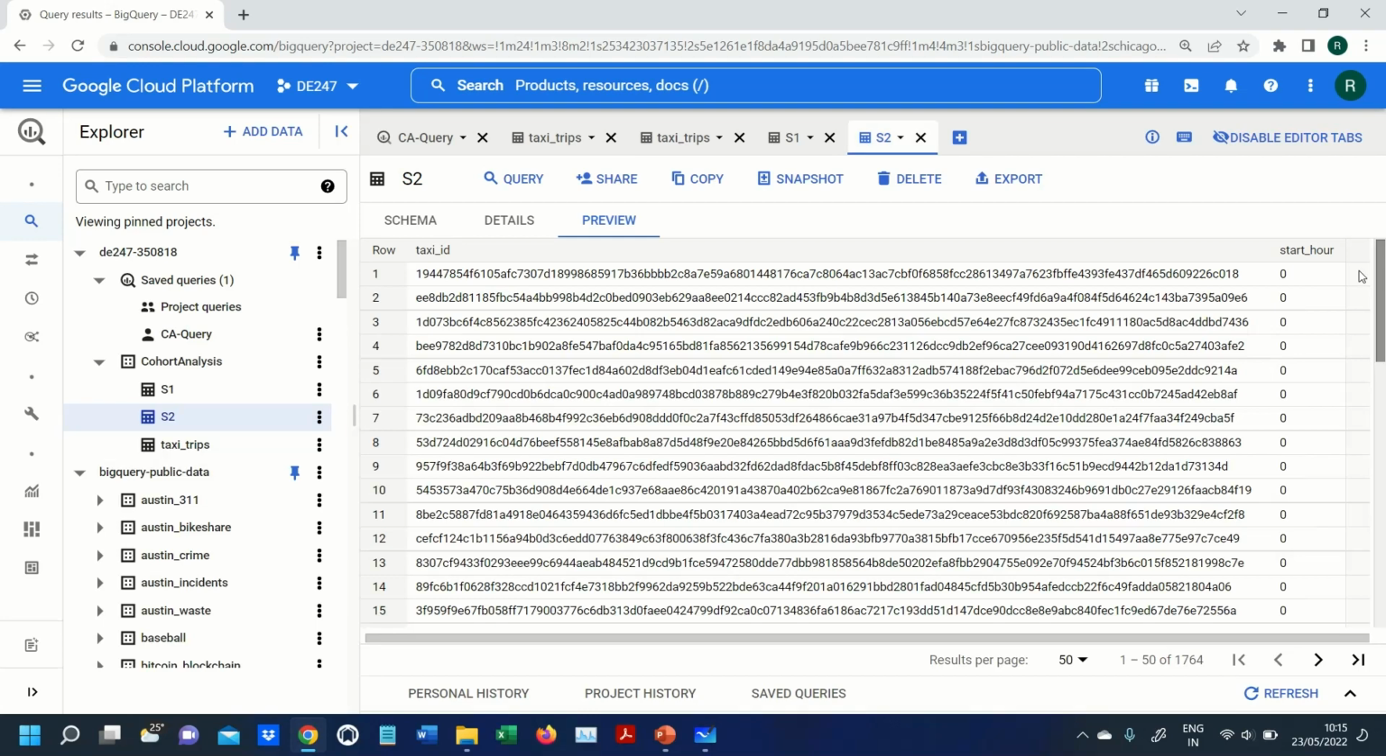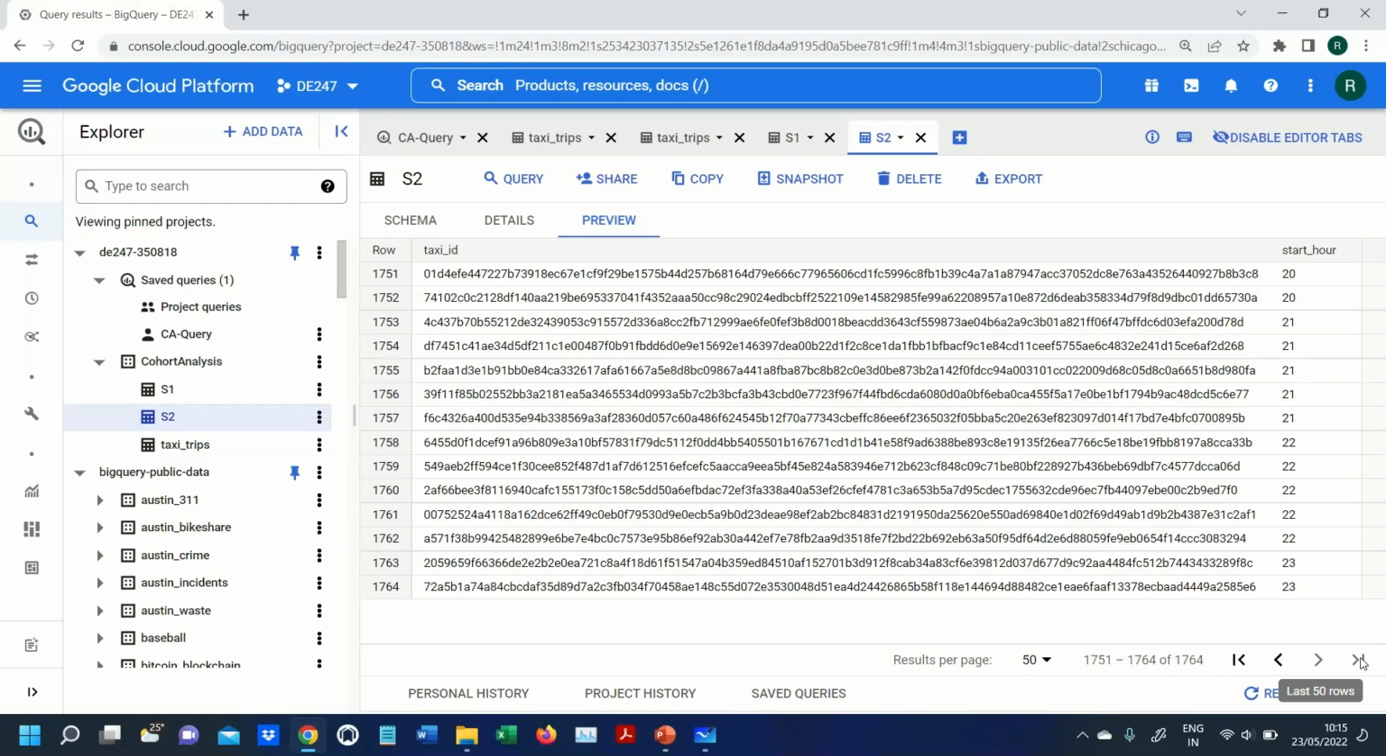So for this taxi, the start hour is the 0th hour. That means 12 a.m. Like that, for this taxi, the start hour is 20. So this taxi made its first trip at 8 p.m. That is what it says.